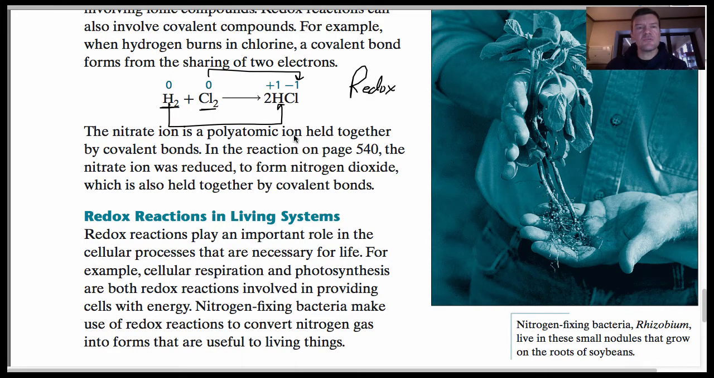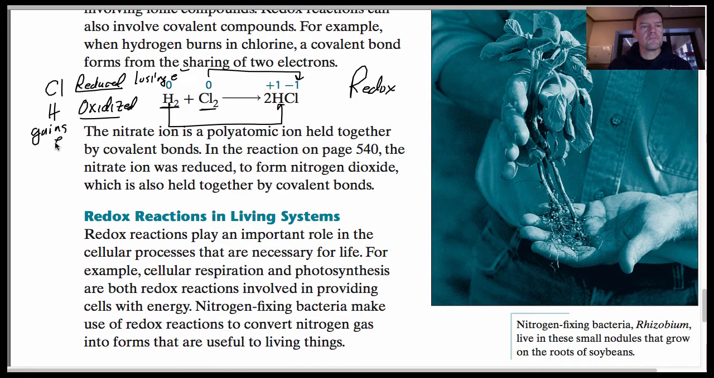What is being reduced? Well, just look at the numbers. It's going from 0 to -1. It's being reduced. So the chlorine is reduced and the hydrogen is oxidized. Okay? Hydrogen's number is going up, chlorine's number is going down. That tells you what is being reduced and what is oxidized. So the chlorine is losing electrons, the hydrogen is gaining. Okay?